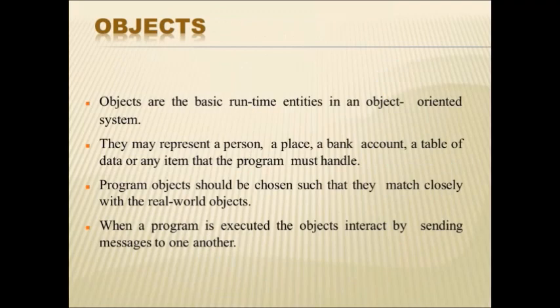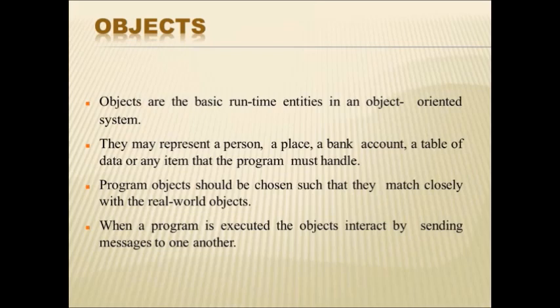Firstly, what is an object? In object-oriented programming, a large problem can be decomposed into smaller entities called objects. Objects are the basic runtime entities in an object-oriented system. An object consists of two properties, that is state and behavior.